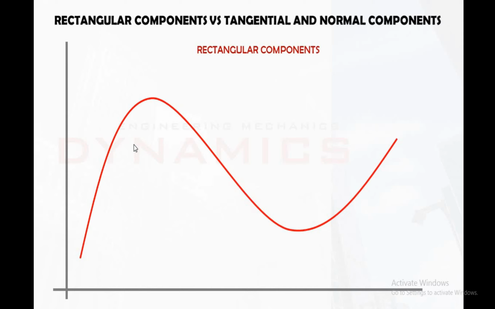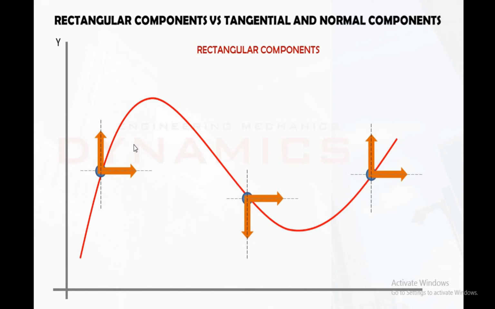Let's review what we studied in rectangular components so we can see the difference between rectangular and tangential and normal components. So for rectangular components, let's say for this curve, we have here the particle and it travels along the curve. As we have learned in the rectangular components, this particle has two components. We have the component along the x-axis and along the y-axis. And when the particle is at this side, it also has x and y components. Here as well, it also has x and y components.